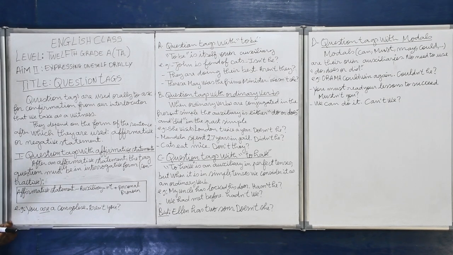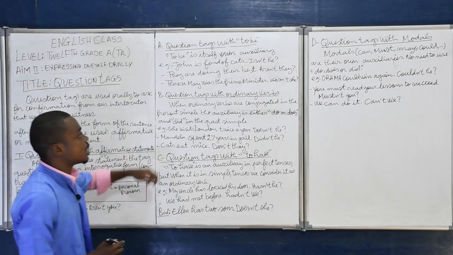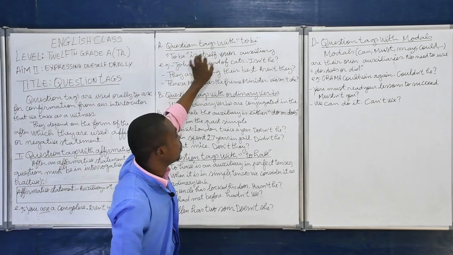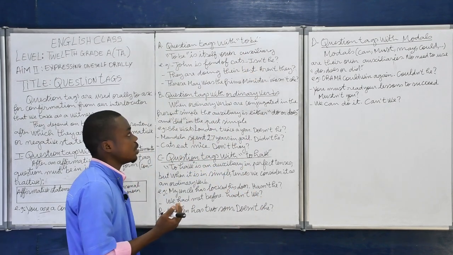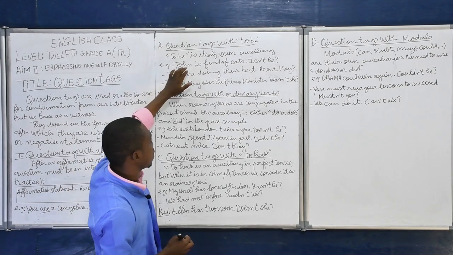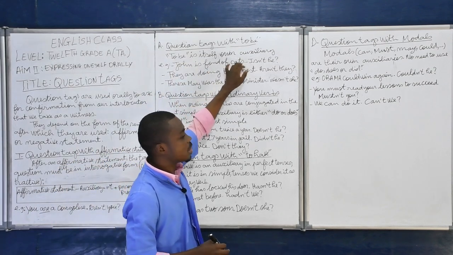Where is the auxiliary in this sentence? The auxiliary here is are, which is the verb to be. And as I said here, the verb to be is an auxiliary, so it doesn't need another auxiliary. So for the sentence, John is fond of cats.